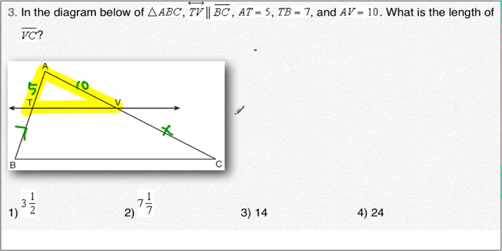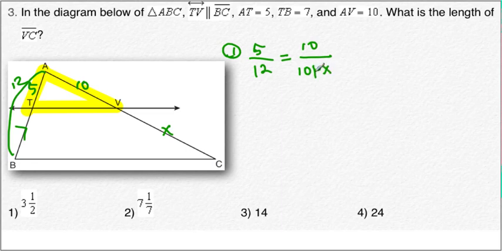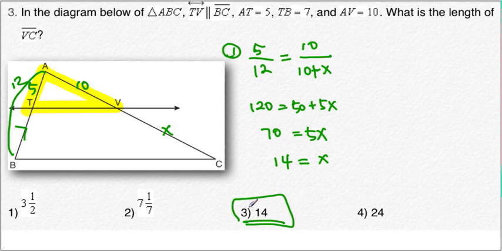Now I'm going to try to do this one in two different ways. First way is using the similar triangles here. Then we end up getting 5 to the entire line segment. As you can see, the entire thing would have been 12. That must be equal to 10 to the entire thing, which is 10 plus X. Then when you cross multiply, we get 120 equal to 50 plus 5x. Now subtracting 50, we get 70 is equal to 5x, which gets us x equal to 14. So therefore, we realize that the answer has to be 14.